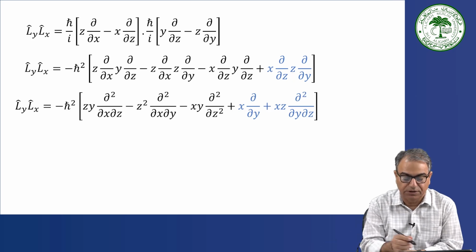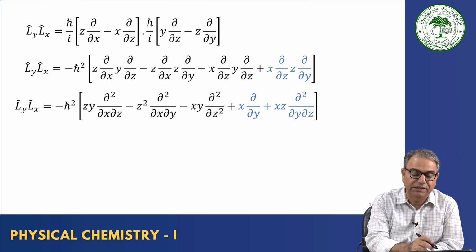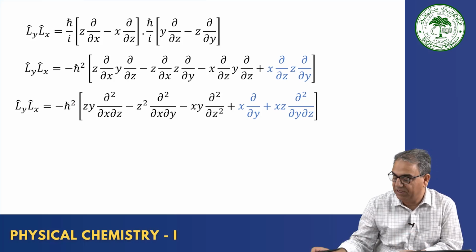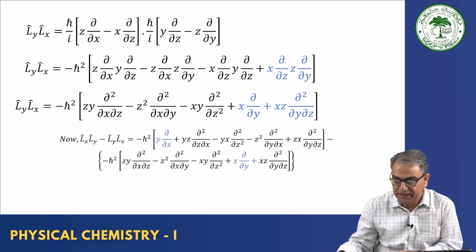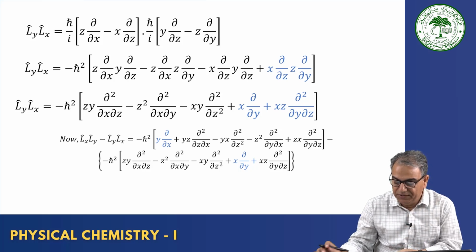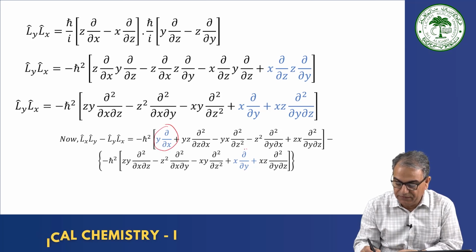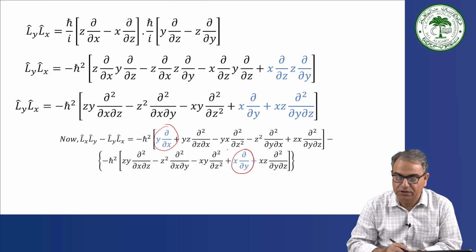Finally you get this equation, Ly Lx is equal to this one. So you have Lx Ly and also Ly Lx, then subtract these two, and subtracting gives you this one. If you subtract this, you look at the equations, every term will go except these 2 terms. This term will remain there and this term will remain there.